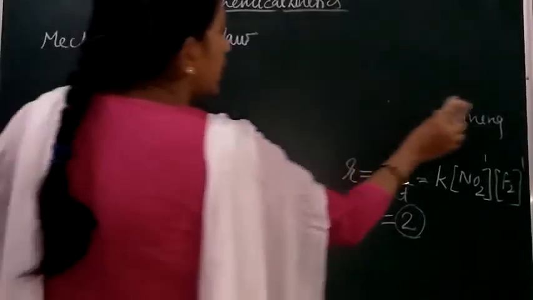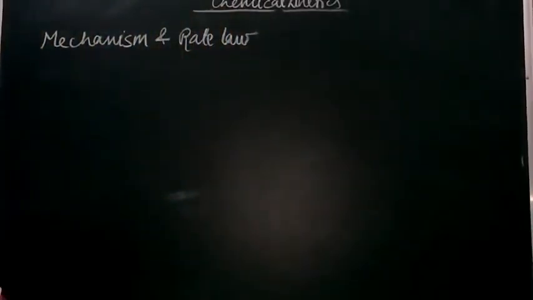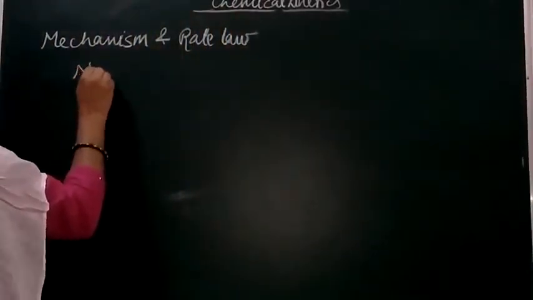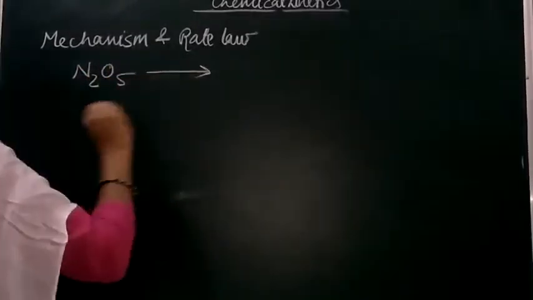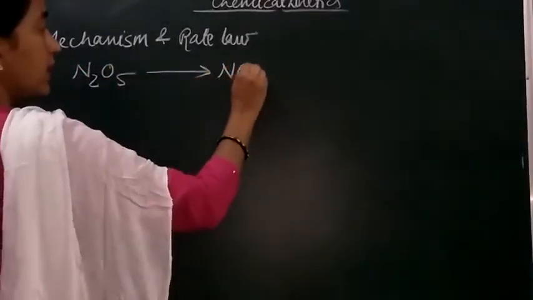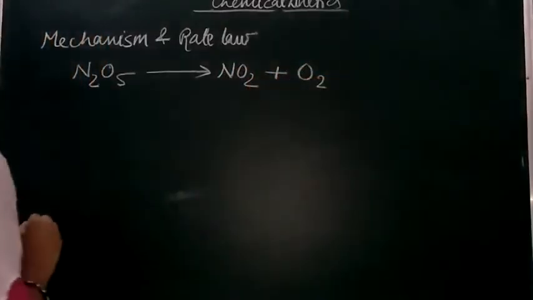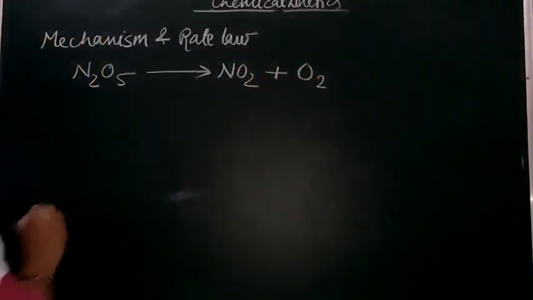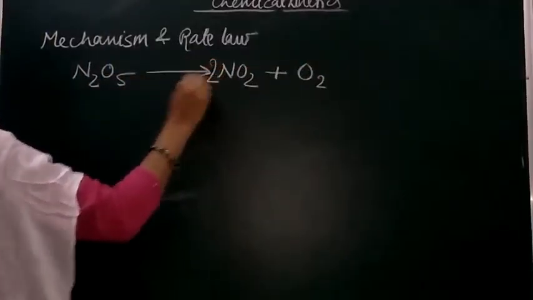Now we can take another example, the decomposition of N2O5, that is nitrogen pentoxide. It will give NO2 plus O2. Here it is N2O5, so we are putting here 2 NO2.